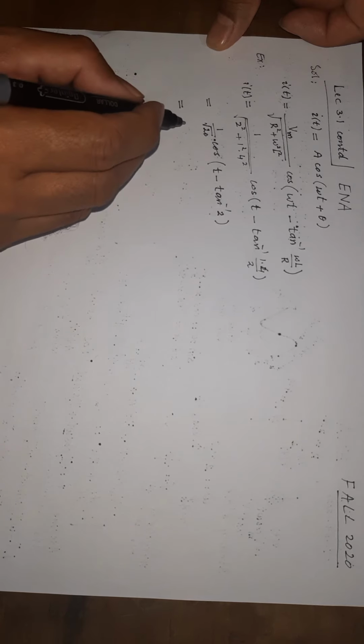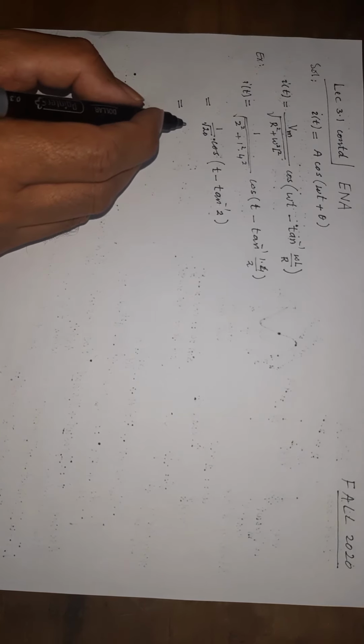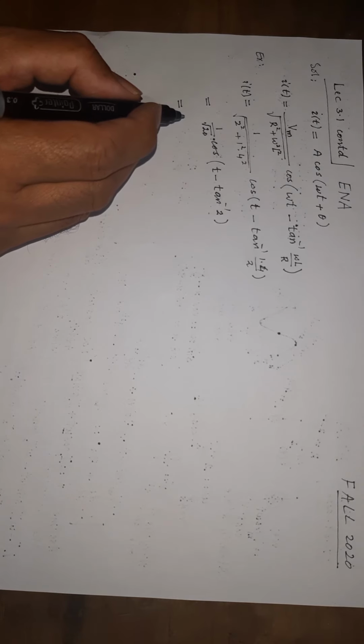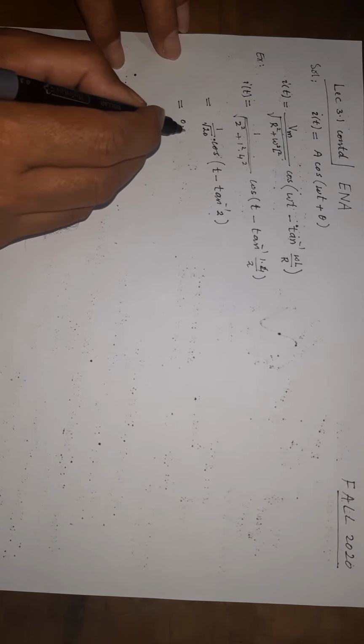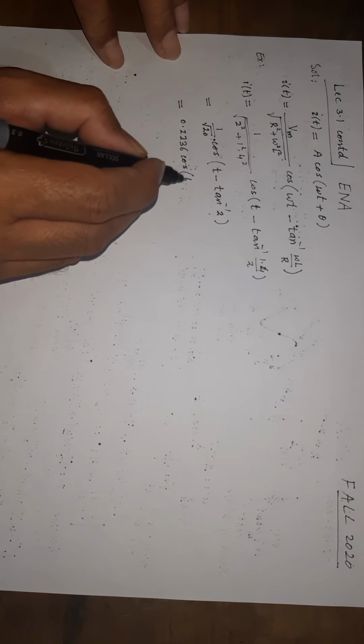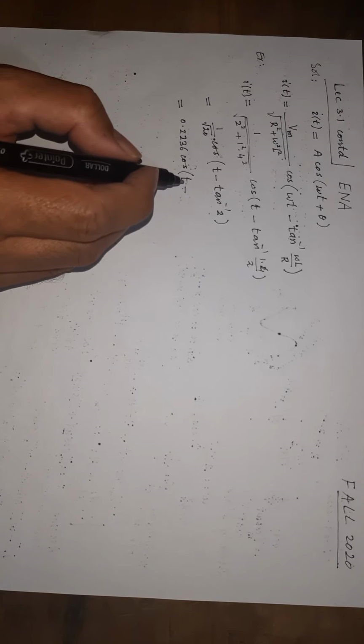So what is 1 over square root of 20? Let me use the calculator on the laptop, and it is 0.2236. That same thing, cos of t minus, and what is the tan inverse? Where is the tan in this calculator?